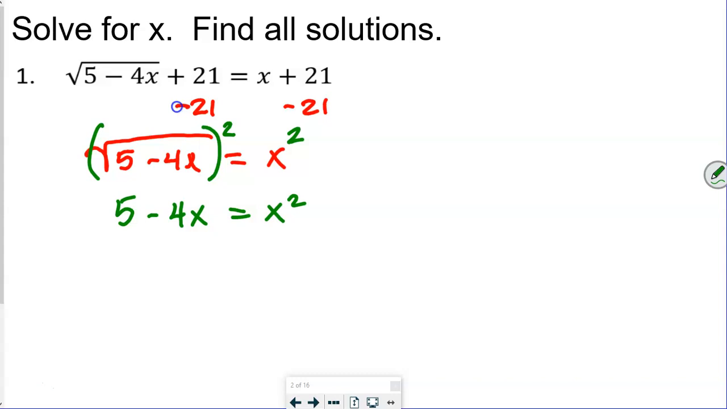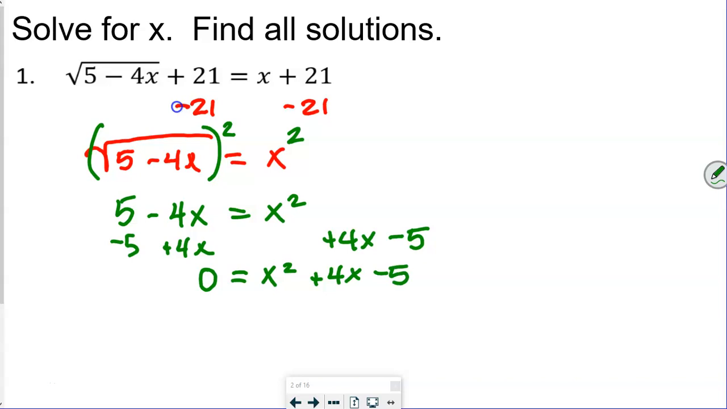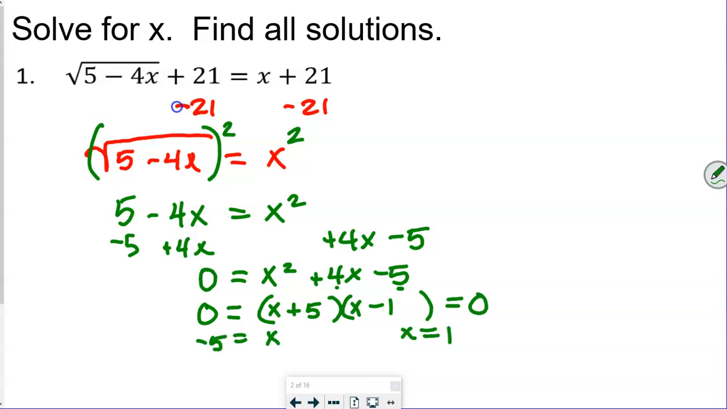From this point forward, we need to move everything to one side of the equal sign. So we're going to subtract the 5, and we're going to add the 4x to both sides. So that's going to give us 0 over here. Our next step would be to factor. So that's what we're going to do. We're going to factor this x squared plus 4x minus 5. And to do that, we're looking for the factors of negative 5 that add up to be 4. So that would be plus 5 and minus 1. Then we're going to set each of these factors equal to 0. So x is equal to negative 5 here, and x is equal to 1 here.